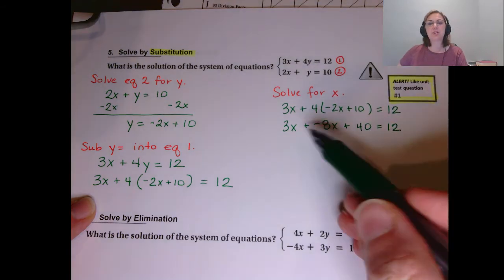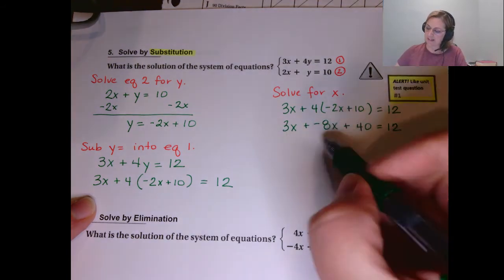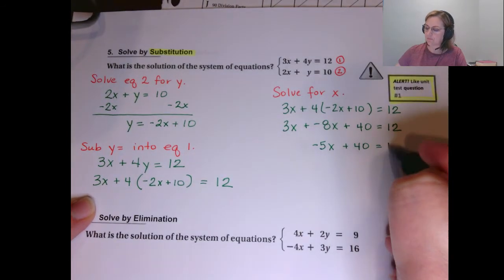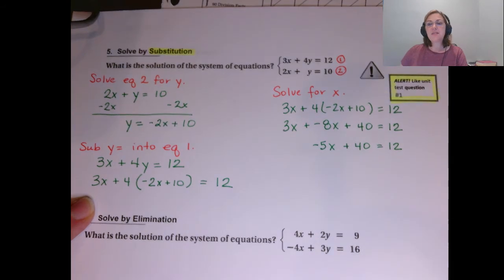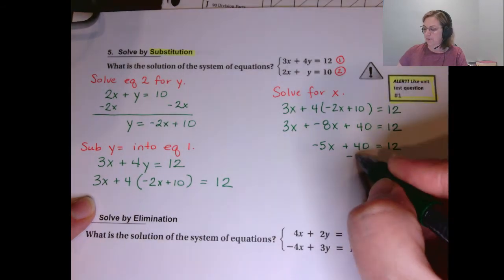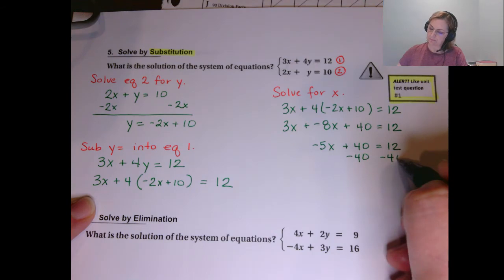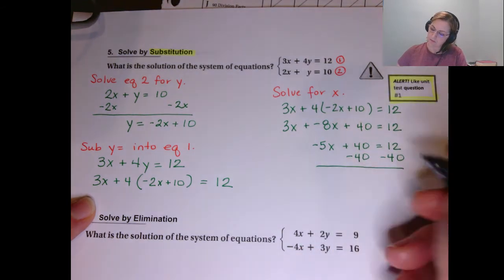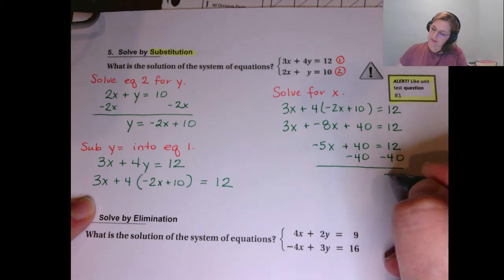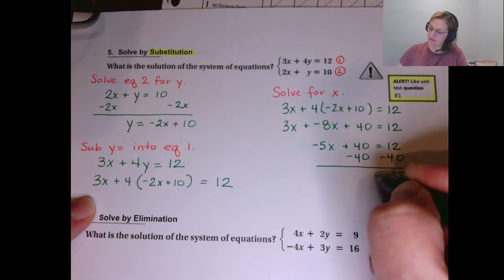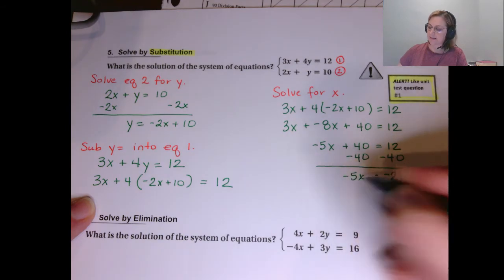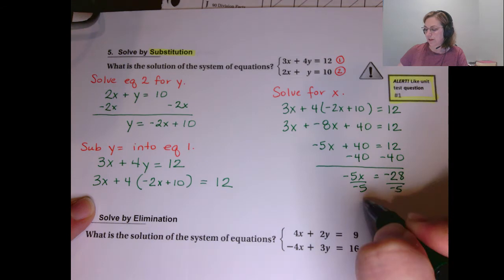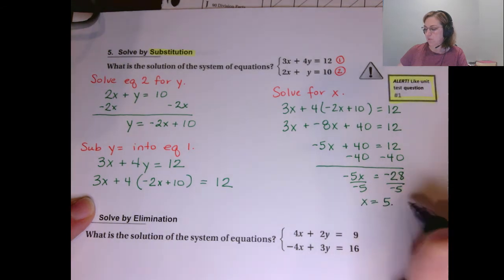Now we'll combine like terms. 3x plus negative 8x gives me negative 5x. And then we will subtract 40 on both sides. Let's see, that gives me negative 28 equals negative 5x. And then we divide by negative 5. We're going to get that x is 5.6.